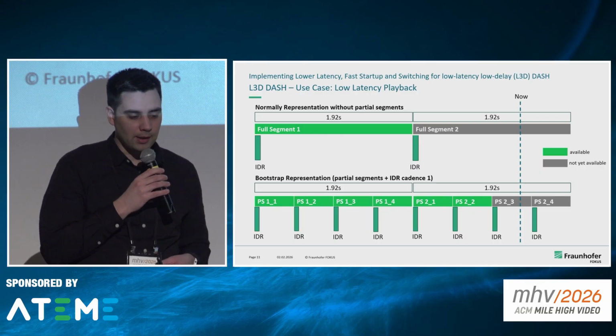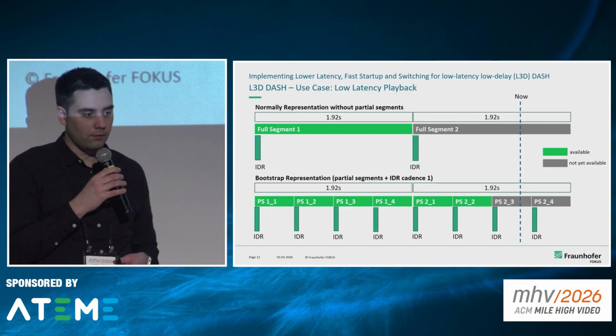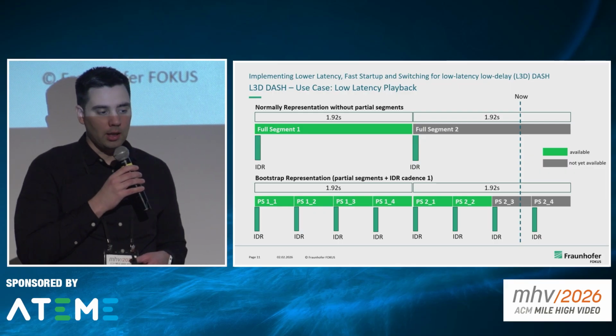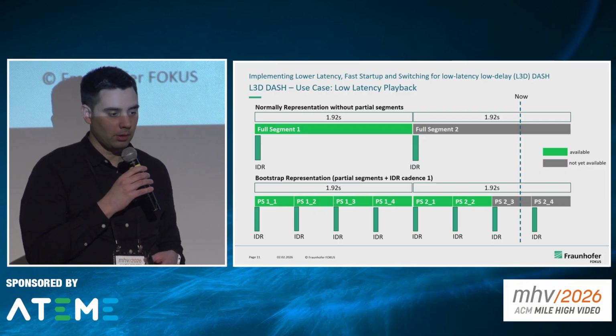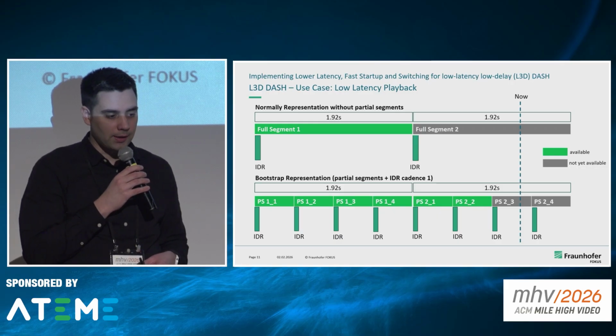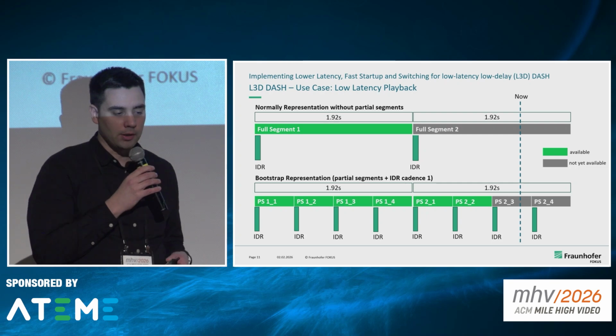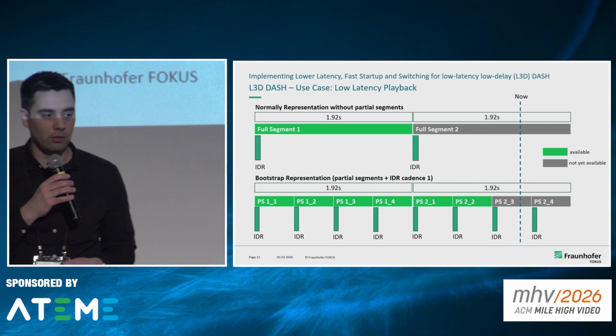Because in this case, I can immediately start downloading partial segment number 1 from full segment 2, and partial segment number 2 from full segment number 2. Those are the ones that are marked in green on the right side. So in this case, I can start with lower latencies simply because I can address parts of the full segment much earlier than I could with a full segment.